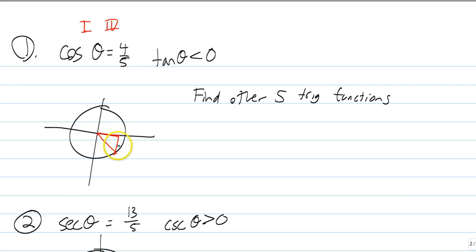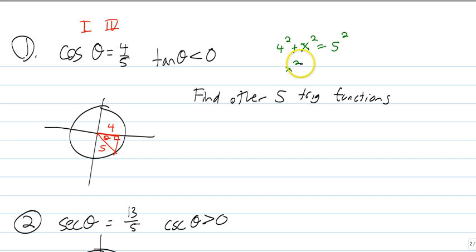So here's my theta, here's my triangle, and cosine is 4/5. Now, we need to find the other ones. Well, how can I find? I need the other side, right? So I'm going to first use Pythagorean theorem. Oh, I kind of wrote the answer down. I keep writing the answer down, even though that's not the number we have.